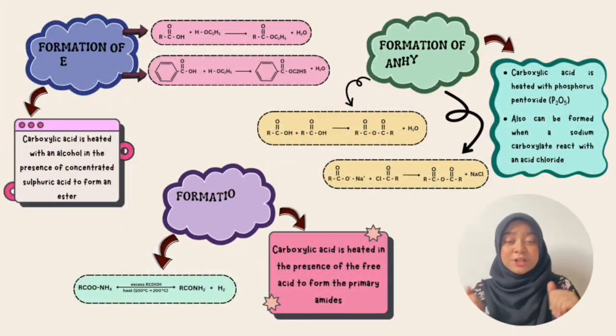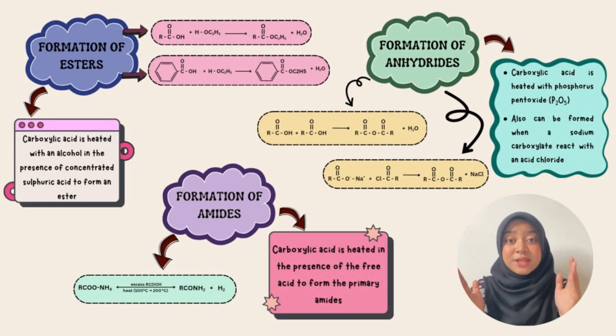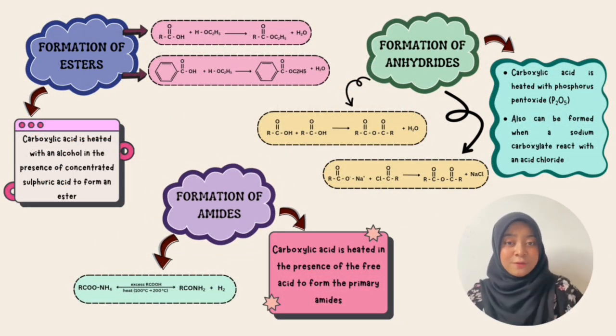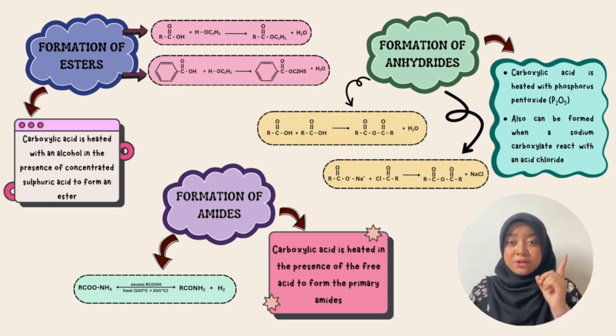Next, we have formation of ester. Carboxylic acid is heated with an alcohol in the presence of concentrated sulfuric acid to form an ester. Next, we have formation of anhydride. Carboxylic acid is heated with phosphorus pentoxide to form an anhydride. Anhydride also can be formed when a sodium carboxylate reacts with acid chloride. Last but not least, we have formation of amides. Carboxylic acid is heated in the presence of ammonia to form a primary amide.